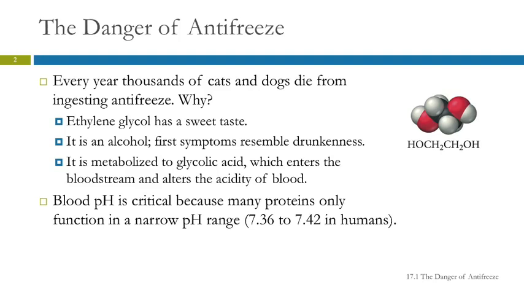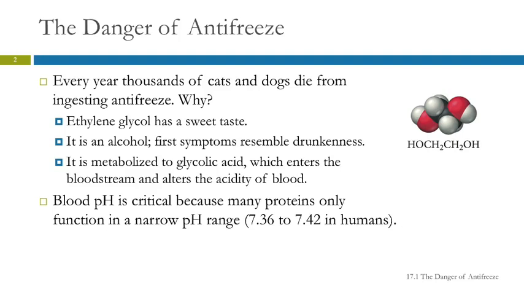But ethylene glycol, an ingredient in antifreeze, has a sweet taste, and so the animal finds this stuff and then starts drinking it. Ethylene glycol is an alcohol. It's a form of an alcohol, and so the first symptoms of ethylene glycol poisoning resemble drunkenness. But then as your body metabolizes it, it turns into glycolic acid, which gets into your blood and changes the acidity of your blood. So your body really tightly monitors and regulates the pH of your blood, because that pH has a great deal of effect on different chemical reactions in your body. So the glycolic acid lowers the pH of the blood, and that causes death, pretty much.